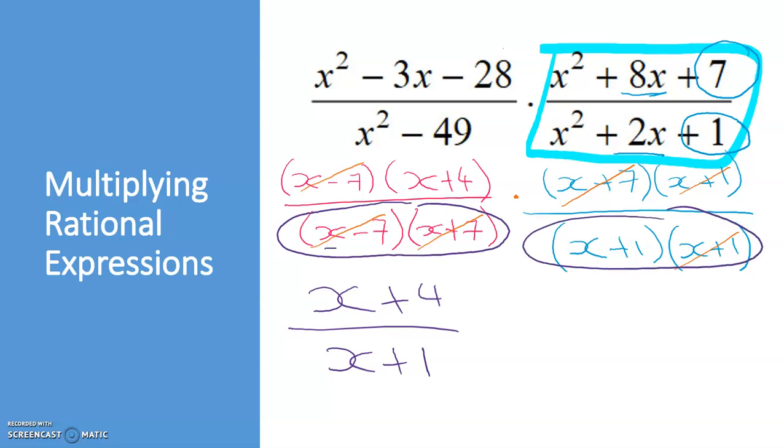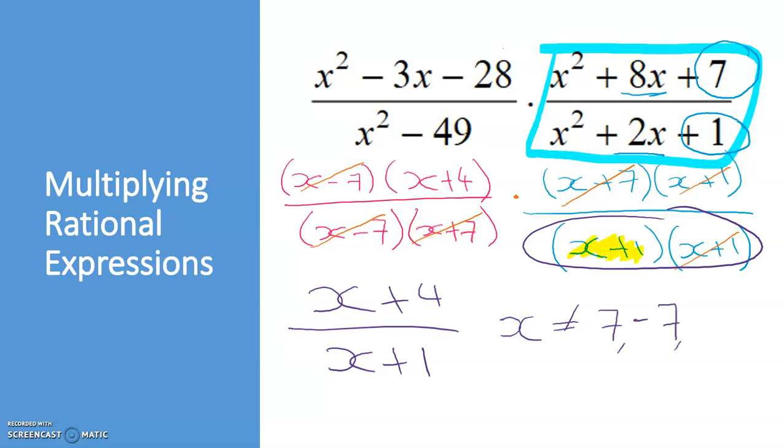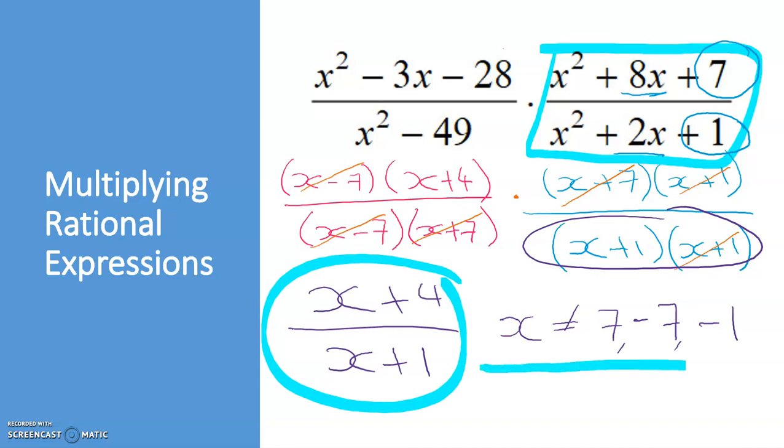So we can't have x equals 7 because this term here would be 0. We can't have x equals negative 7 because this term would be 0. And we can't have x equaling negative 1, so we only have to write that once. So our overall simplified expression is x plus 4 over x plus 1, where x cannot be 7, negative 7 or negative 1, because otherwise a denominator either in the original expression or in the simplified one would be 0, rendering the expression non-existent.